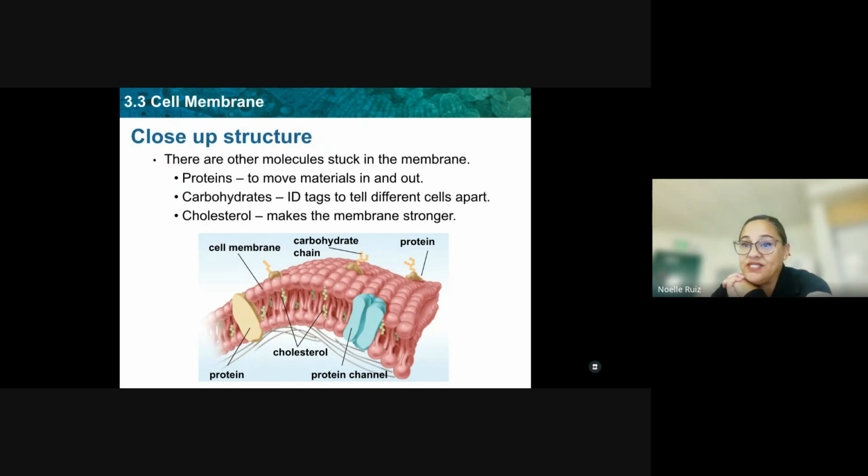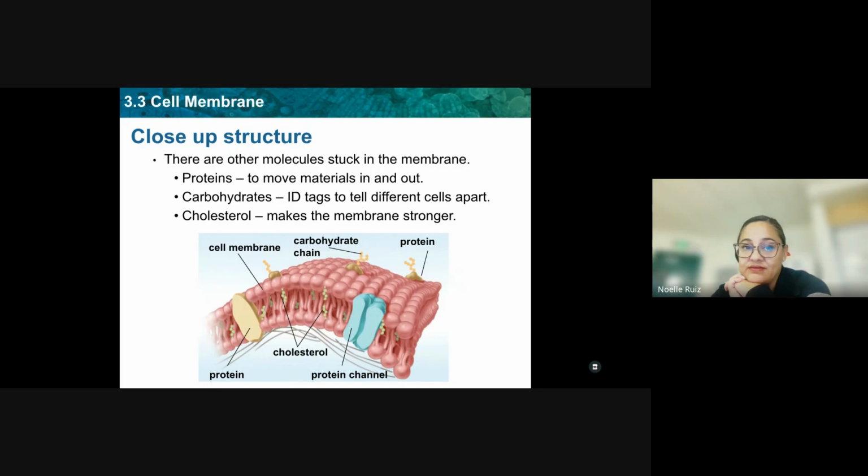So there's other molecules stuck in the membrane, like I just said. Proteins. Proteins are for transport. They open and close to let molecules move in and out of the cell. We'll go over that in a little more depth next week when we talk about actual transport in and out of cells.